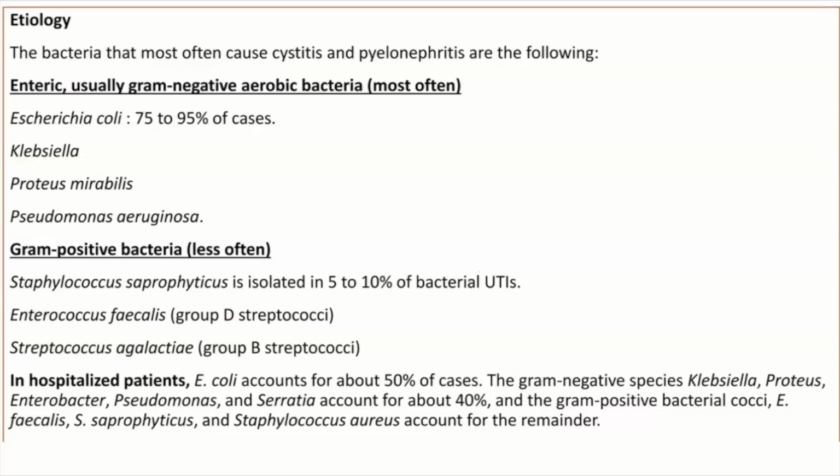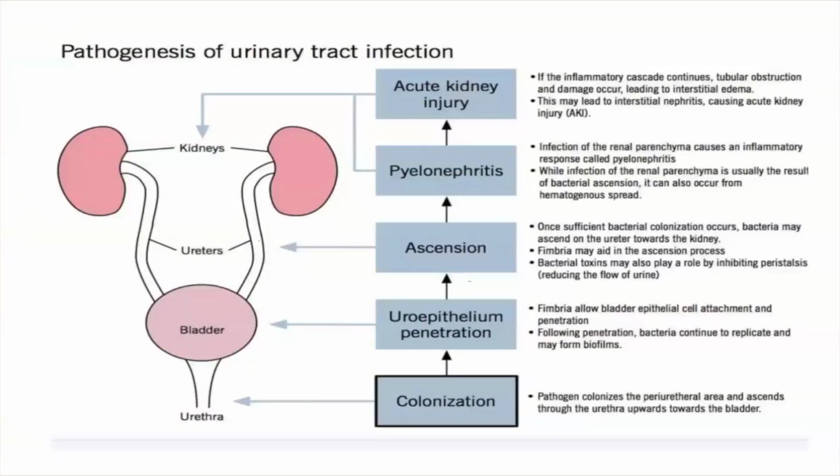In hospitalized patients, E. coli accounts for about 50% of cases, other gram-negative species account for 40%, and gram-positive bacteria are very less common, accounting for only 10% of cases. This diagram shows the pathogenesis of UTI, how the bacteria colonize and ascend from the urethra to the bladder, and from the bladder to the ureters and kidneys.